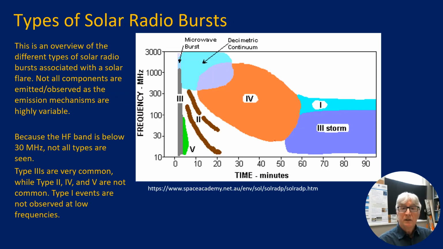This is an overview of the different types of solar radio bursts associated with a solar flare. Not all components are emitted or observed, as the emission mechanisms are highly variable. Because the HF band is below 30 megahertz, not all types are seen, as I mentioned before. Type 3s, again, are very common. Type 2, 4, and 5 are not as common. And type 1 events, as you see in the spectrogram here, those typically don't go down below about 50 megahertz.